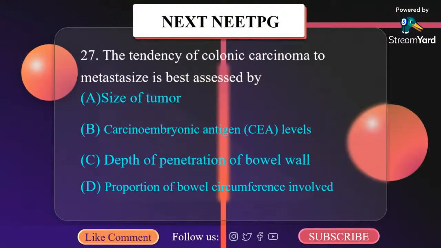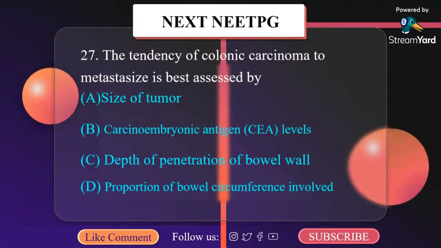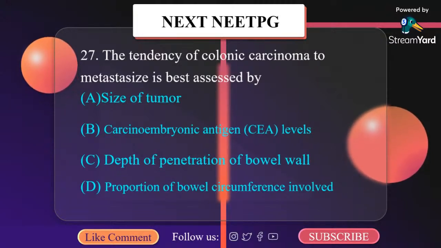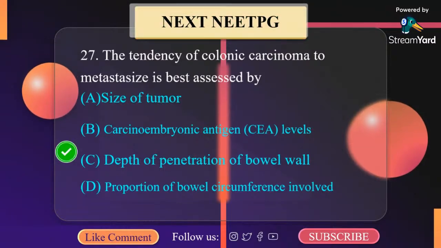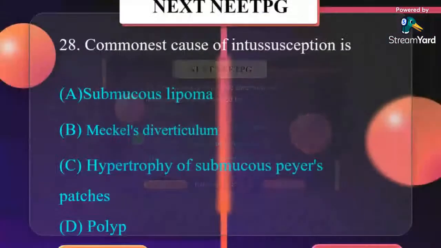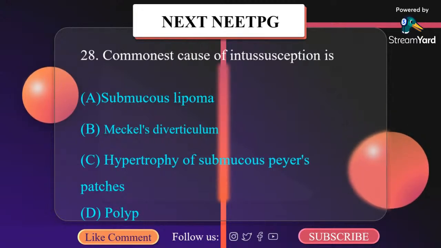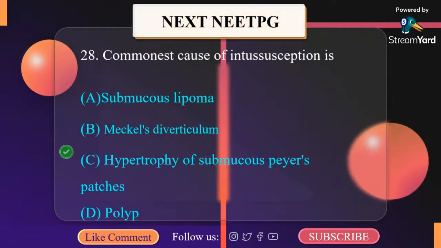The tendency of colonic carcinoma to metastasize is best assessed by: A. Size of tumor, B. Carcinoembryonic antigen level, C. Depth of penetration of bowel wall, D. Proportion of bowel circumference involved. It is depth of penetration of bowel wall. Commonest cause of intussusception is: submucous lipoma, Meckel's diverticulum, or hypertrophy of submucous Peyer's patch. It is hypertrophy of submucous Peyer's patch.